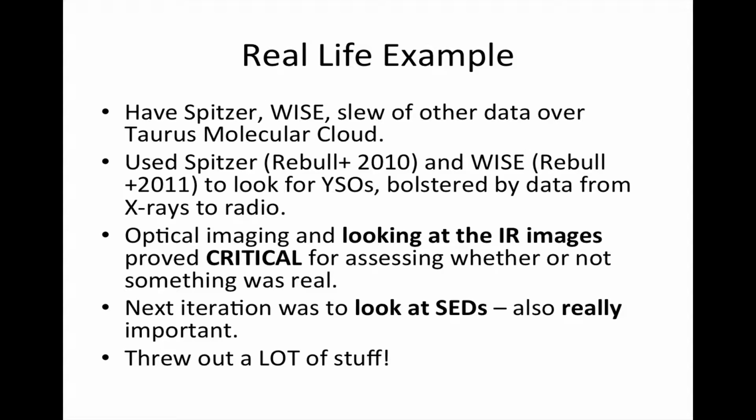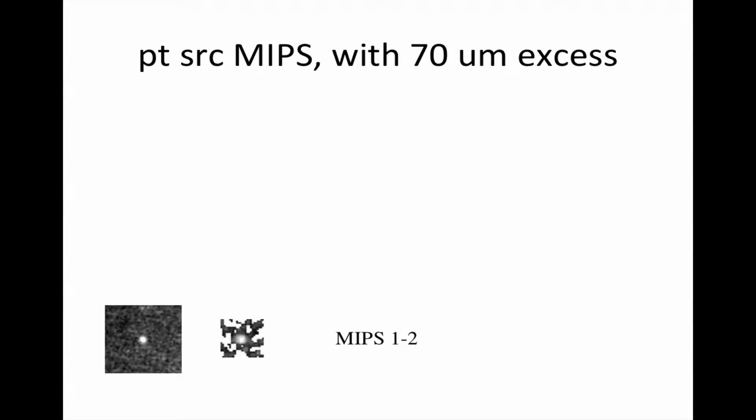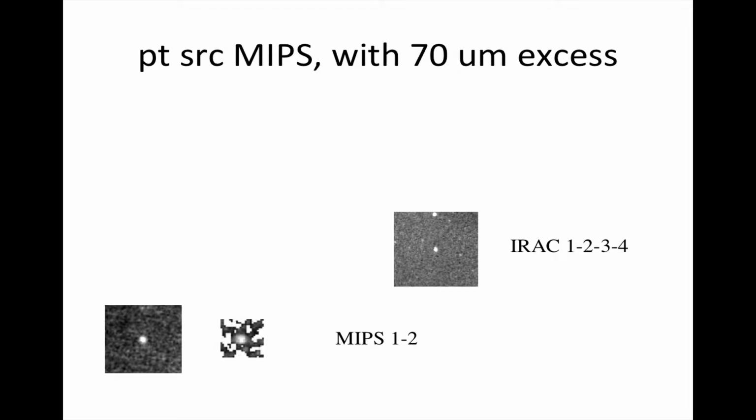So in the context of doing that, we needed to assemble the SEDs and look at the SEDs as well as the images, and we threw out a ton of stuff. So here's a real life example. It has observations at MIPS 1 and 2, so 24 and 70 microns. And from this image, it sure looks like a point source, and it's got the right colors to be a young star. So then, okay, what does it look like at IRAC bands?